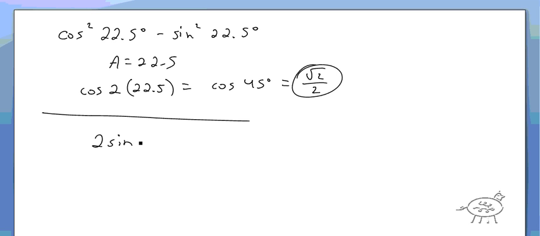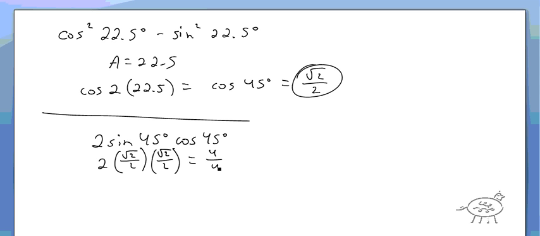Okay, here's another example: 2 sine of 45, cosine of 45. Now again, you could do that. You could say sine of 45 is root 2 over 2, and cosine of 45 is root 2 over 2, and that would give you 2 times 2 over 4, which equals 1.